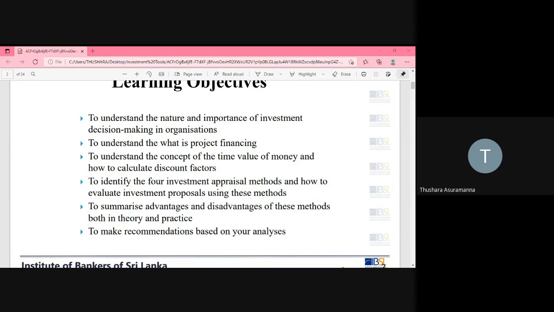Then we try to understand what is time value of money and the discounting factors. These are new for us to understand, and important in terms of project financing and project appraisal. Then what are the 4 investment appraisal methods, and how do we evaluate investment proposals using those?